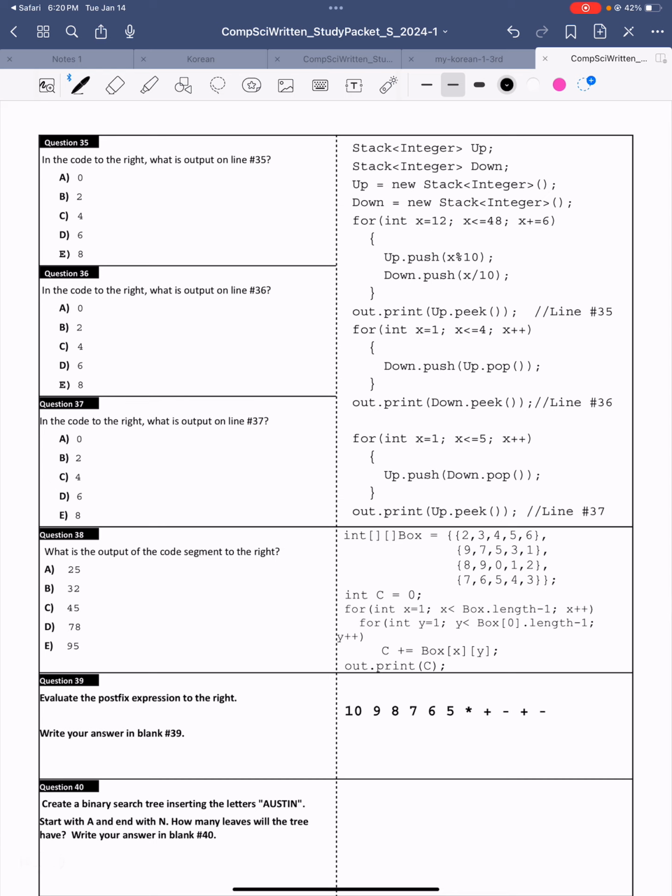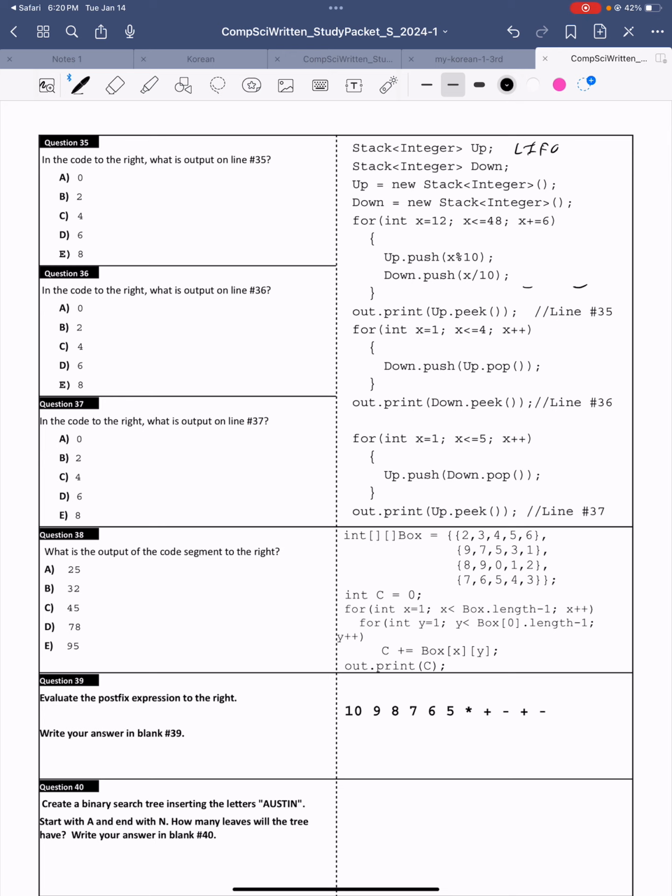2 stacks. So stacks, I'm just going to write them bottom up because stacks are LIFO. Last one in is the first one out. So we're going to look, we start at 12, and we increase it by 6, so multiples of 6. We're going to add the 1s digit to our up stack and the 10s digit to the down stack.